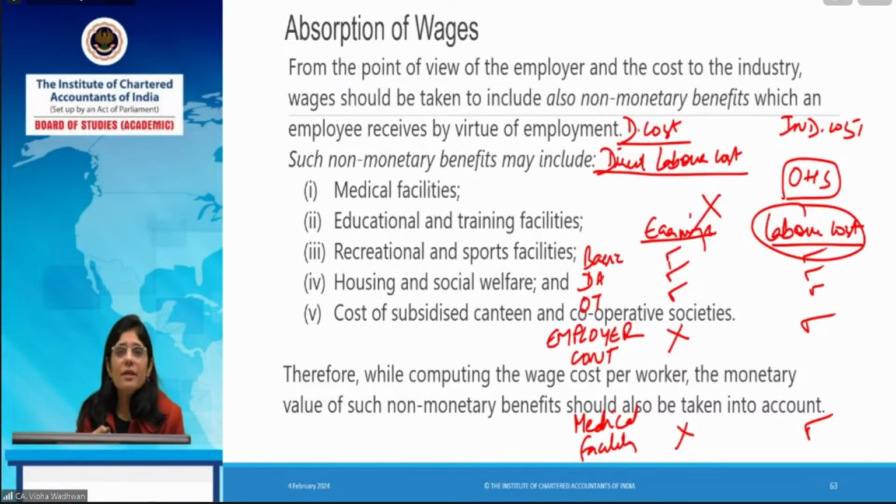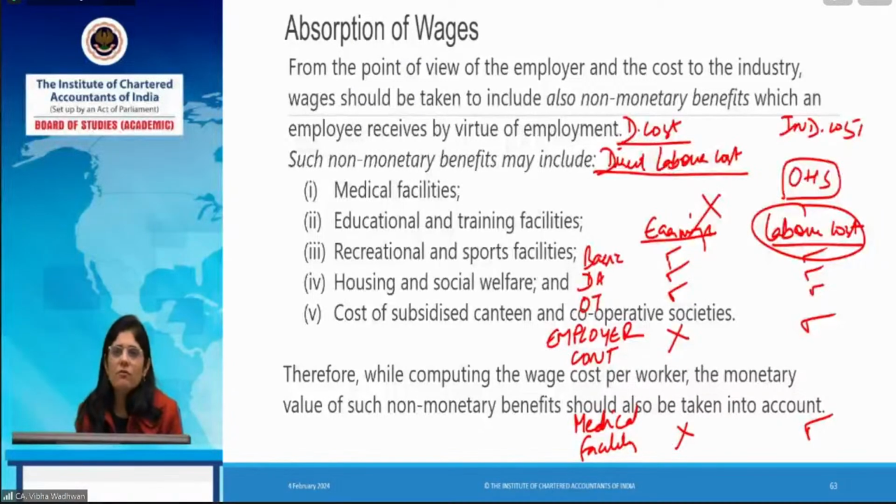We are giving them education facility. We are giving them training facilities. We are giving them housing facilities. We are giving them free lunches, tea breaks, snacks, recreation facilities, club memberships. Everything carries a cost to the employer. So the non-monetary benefits are not part of the earnings of the employee.